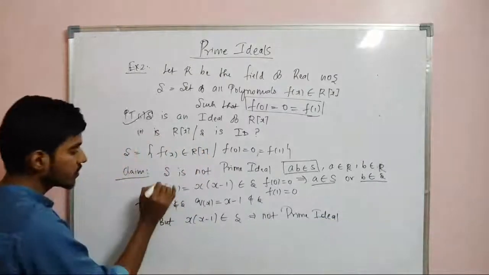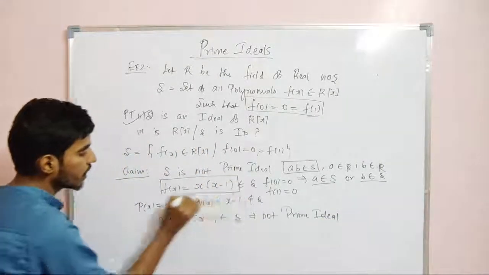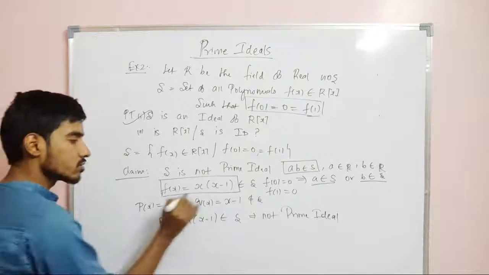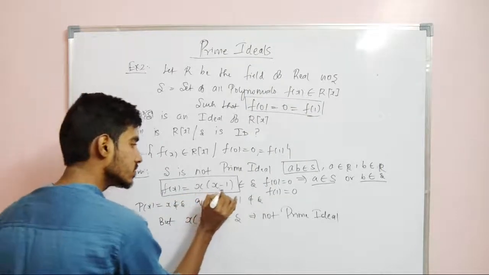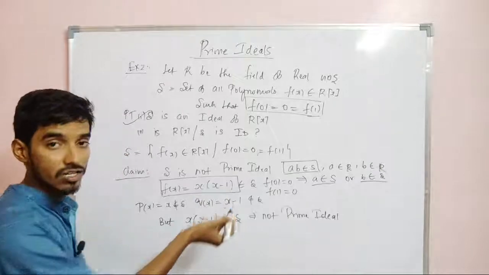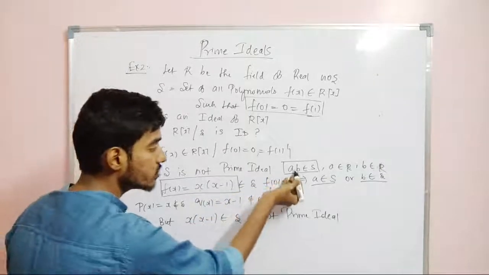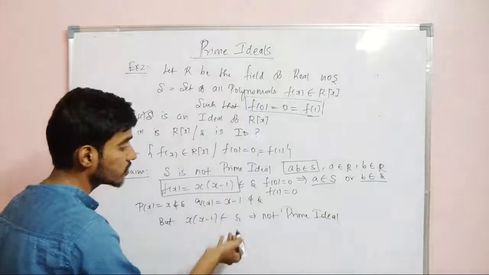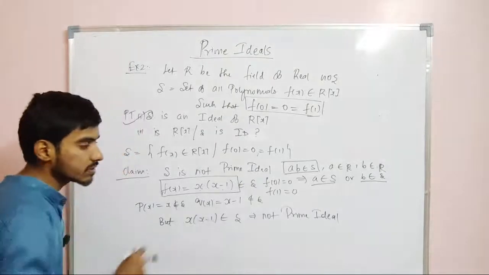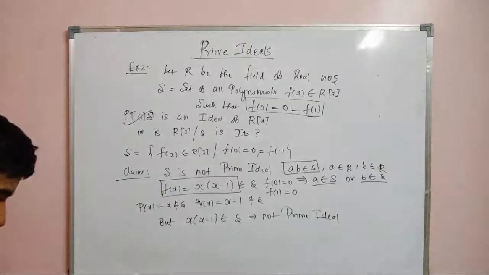It's a very easy problem. So I have defined a function x into x minus 1 as x into x minus 1. So this does not belong to S, this does not belong to S, but the product belongs to S. The product belonging to S means one of them should be in S, but here none of them is in S. Therefore, it is not a prime ideal.